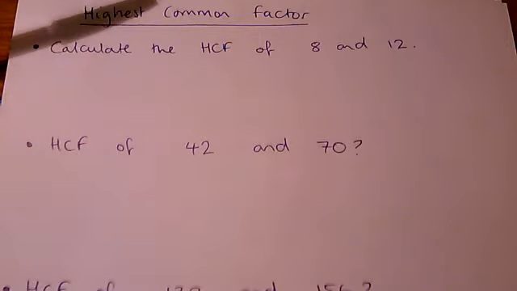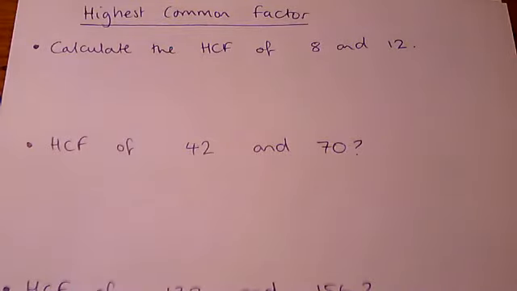So a highest common factor, those three words tell us what it is. It's the largest factor which is common to both numbers, and common in this sense means shared by both numbers. A very simple way to do it with low numbers like 8 and 12 is to look at all the factors of those numbers and then pick the highest one which appears in both lists.